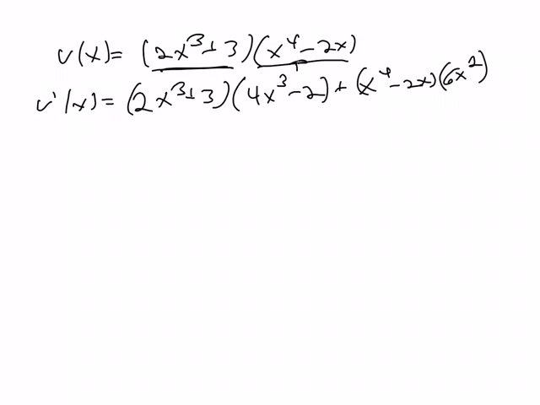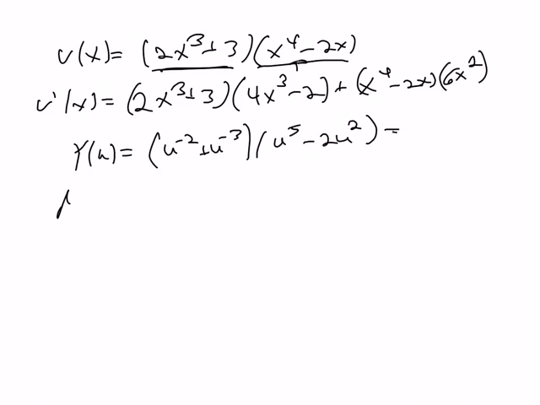So that's the derivative. So the next problem is problem 24. This is on page 145. So the question is y of u is equal to u to the negative 2 plus u to the negative 3 times u to the fifth minus 2u squared. So what is dy over du?